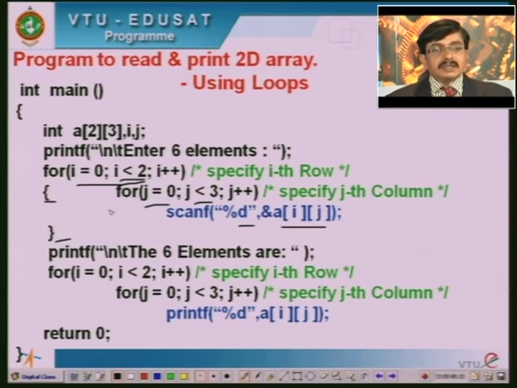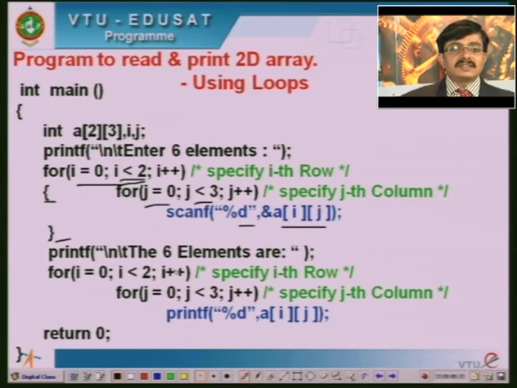It seems like we have multiple statements within the loop, but logically, for every iteration of i loop we have a j loop statement, and for every iteration of j we have the scanf statement. So it is not necessary that I should have opening and closing flower braces here. So this is the way how I am reading the elements of the matrix.